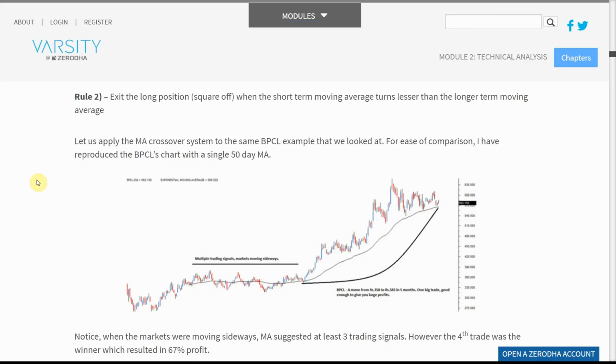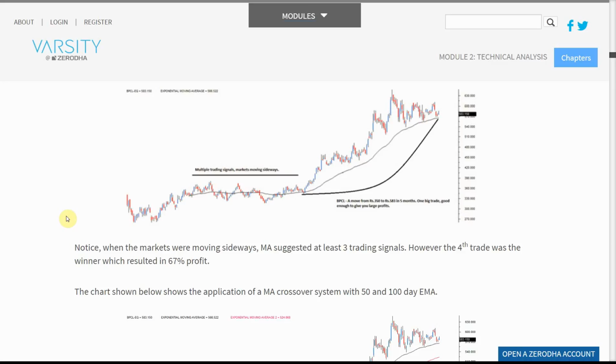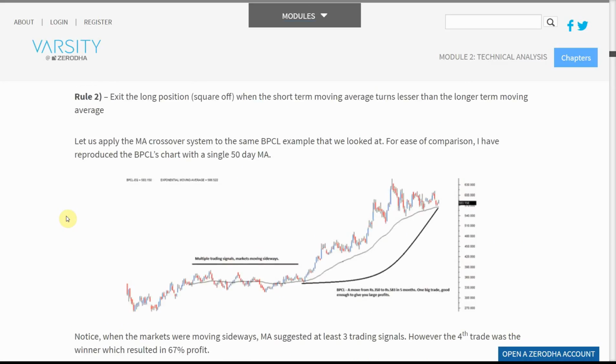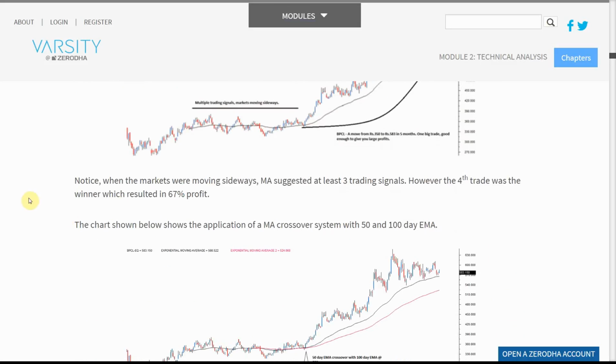Let us apply the MA crossover system to the same BPCL example that we looked at. For ease of comparison, I have reproduced the BPCL chart with a single 50-day MA. Notice, when the markets were moving sideways, MA suggested at least 3 trading signals. However, the fourth trade was the winner, which resulted in a 67% profit.